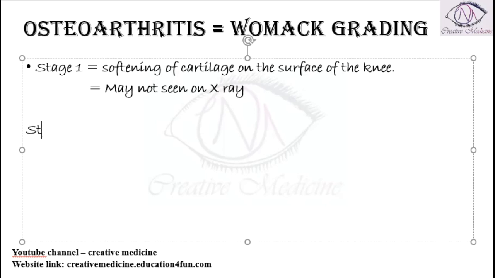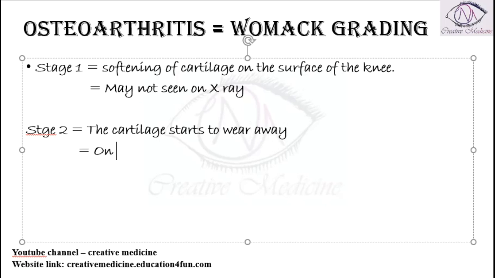Then we have stage 2. In stage 2, we see that the cartilage which was softened in stage 1 starts to wear away. Because the cartilage starts to wear away, on the x-ray in stage 2 we can find that there is a narrowed joint space.